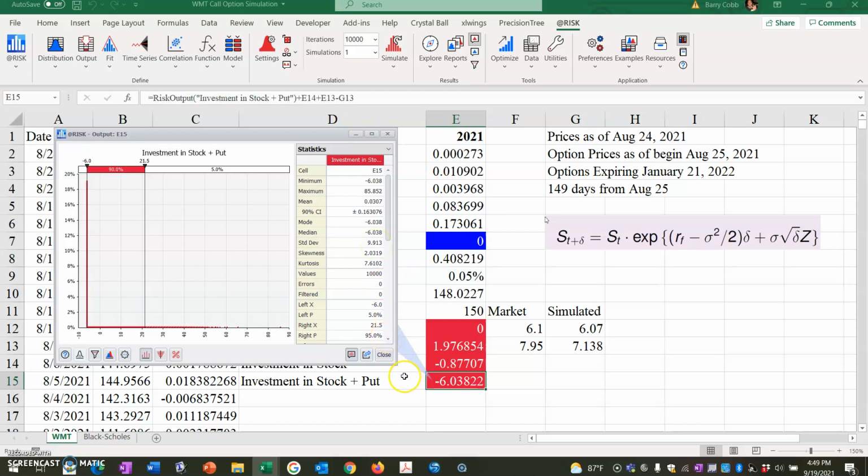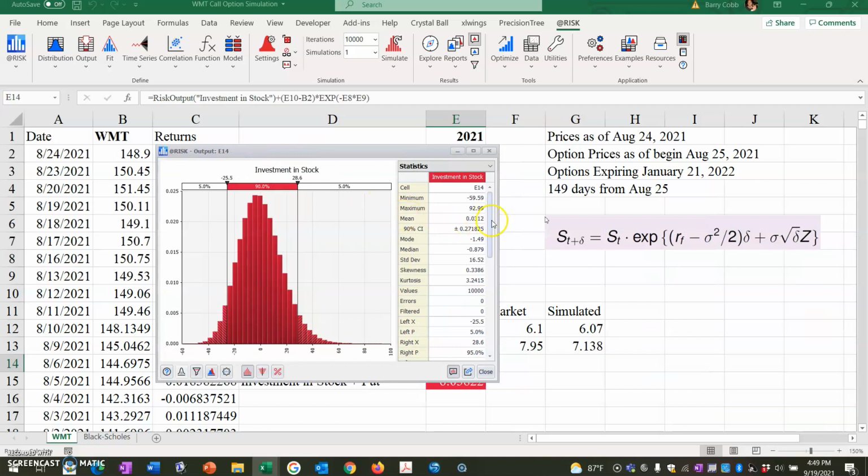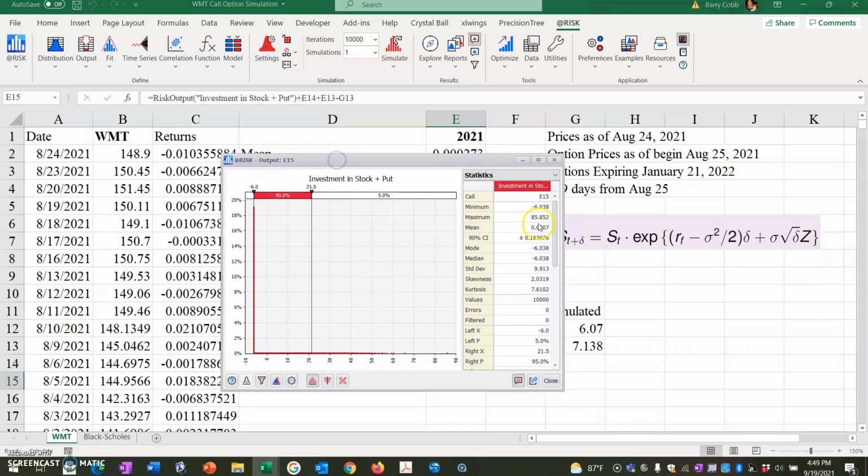If we go to the investment in the stock, again, the mean payoff's very small, about 3 cents, but the standard deviation is higher at 16.52. So when we hold the stock in combination with the put option, we get about the same average payoff, but with a lower standard deviation.